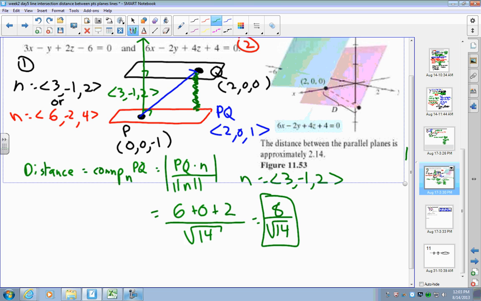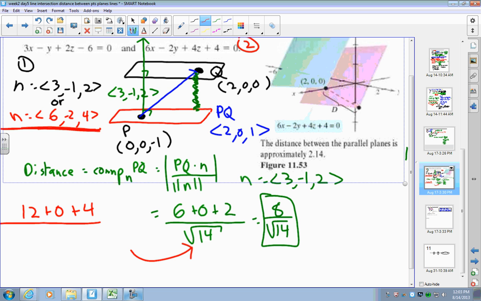You could have used 6, negative 2, and 4. You could have totally used that. The reason it doesn't matter is because when you normalize it or unitize it, it would have been just fine right here. So let me show you that 1 second, okay? If I did use the 6, negative 2, 4, my dot product would have gotten me 12 plus 0 plus 4. Notice everything there was doubled up top.